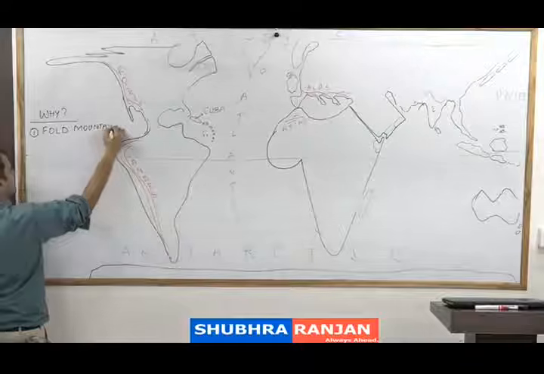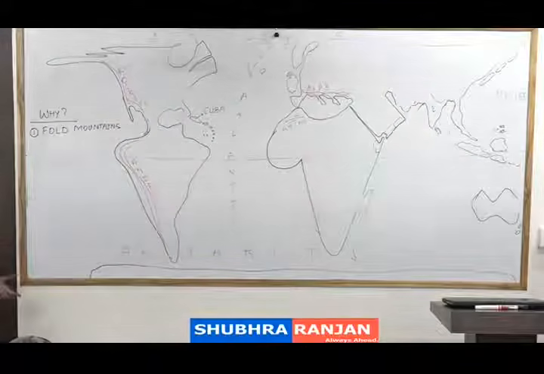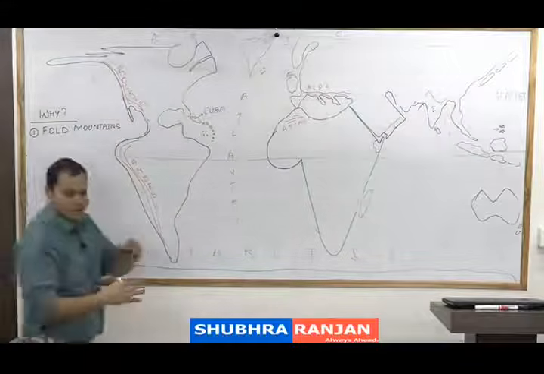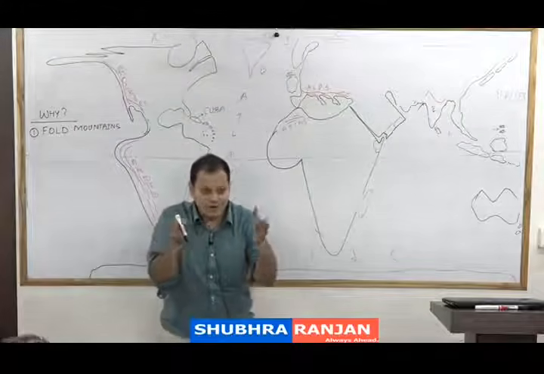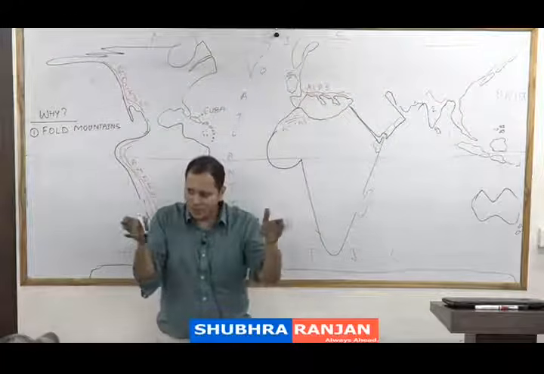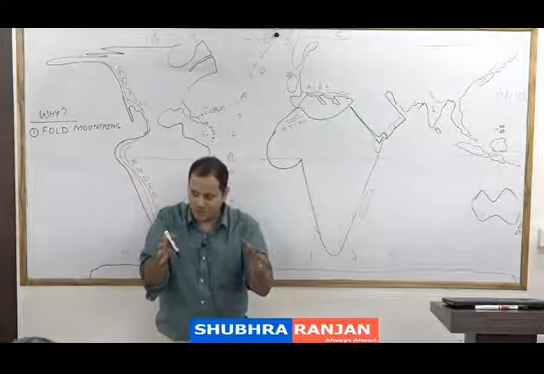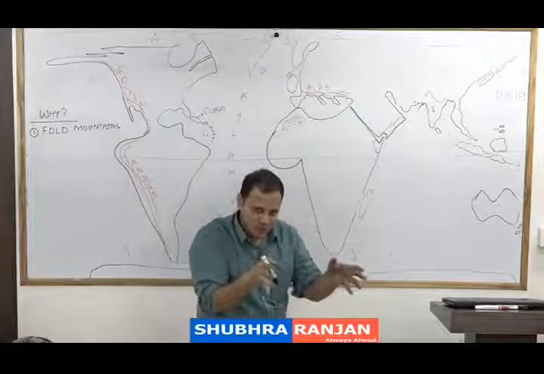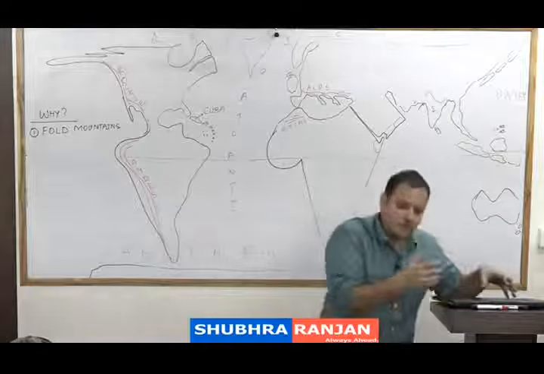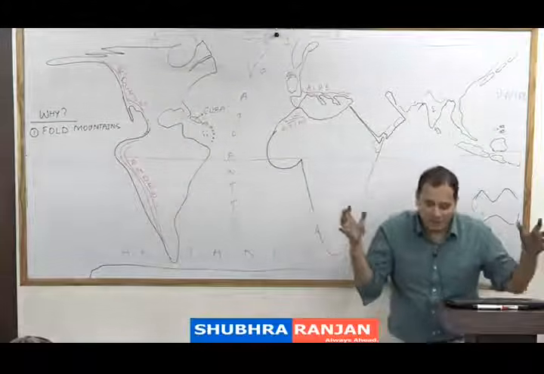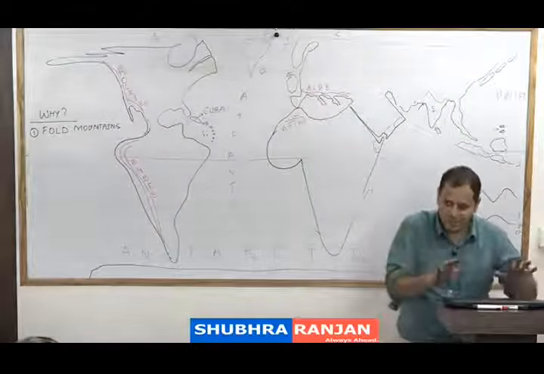So fold mountains are the highest, but what difference does that make? Now what do you understand by fold? They are formed due to the folding of the earth. What has folded on the earth? The earth's surface has folded. The earth's crust has folded. How has the earth's crust folded? Because of the heavy amount of forces that are coming from the interior of the earth.